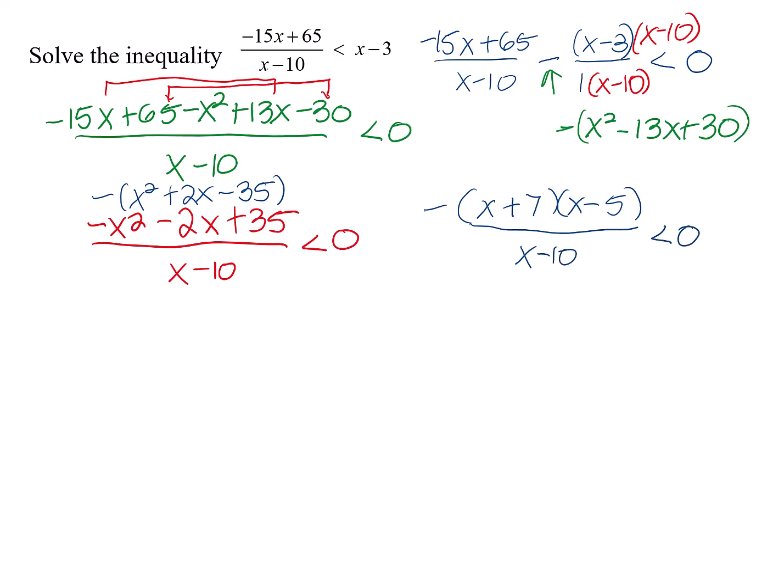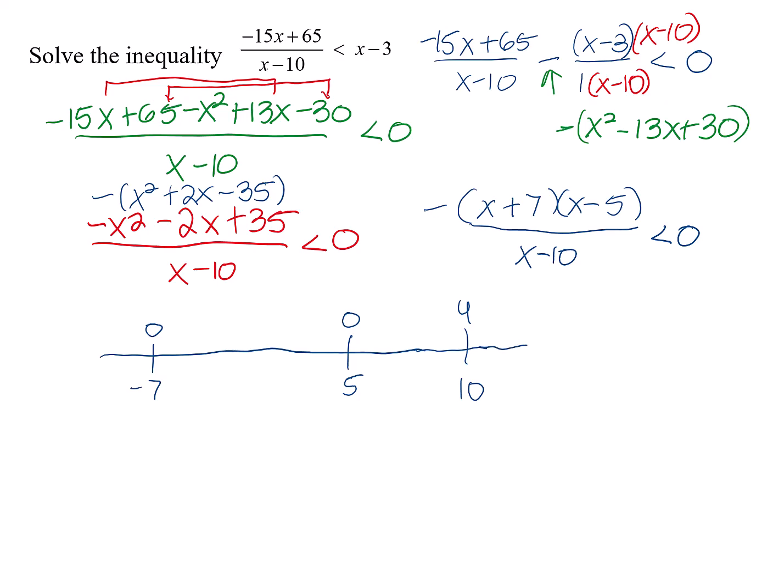Okay, we are ready to make our sign line and put these key points on it, and then we'll figure out where the intervals are positive and where they're negative. So let's go ahead and make this sign line, and we see that the top would equal 0 if we had negative 7 or 5. So negative 7 makes it equal 0, and 5 makes it equal 0. The bottom would equal 0 if x was 10, and it would make that undefined. So I'll put 10 up here, and that's undefined there.